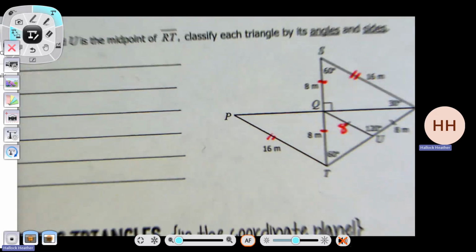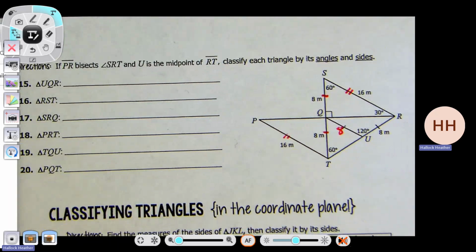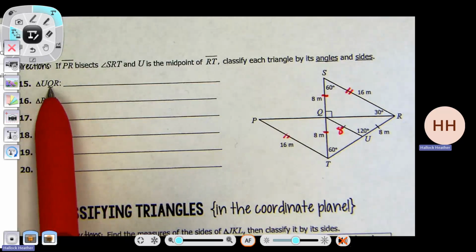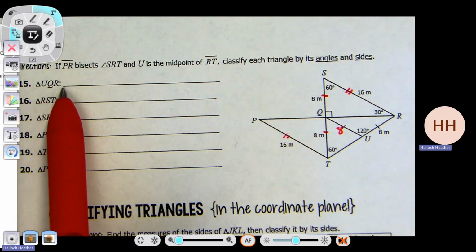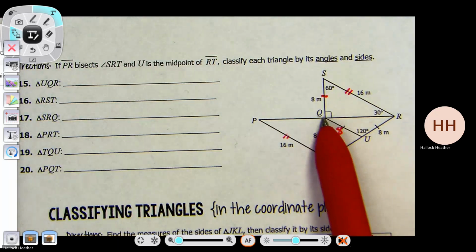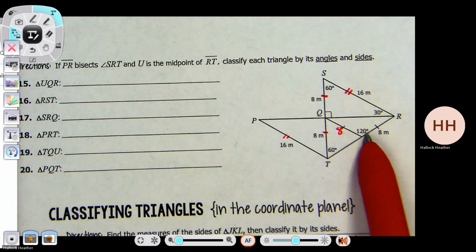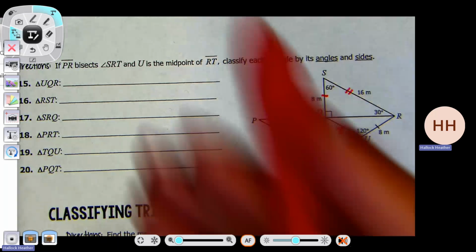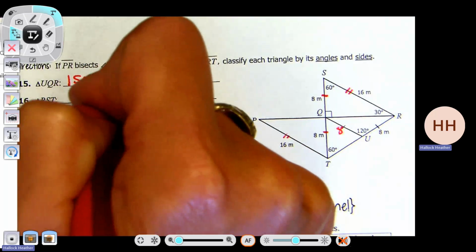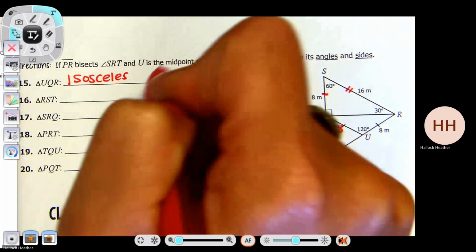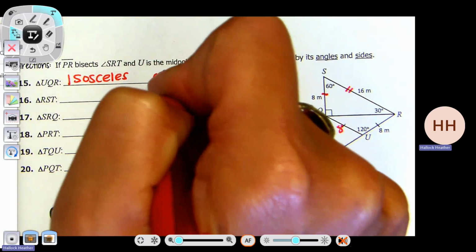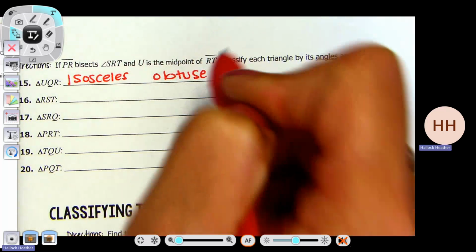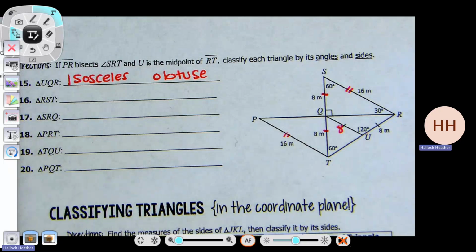It gives you specific triangles. The first one, we'll do the first one together. It says UQR. Isosceles. And what else? Obtuse. So you're going to put both. That's fine. Yeah, shorten it if you want. So take a second, try the rest of these.